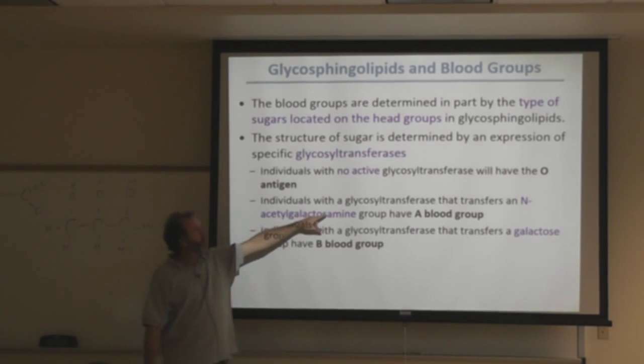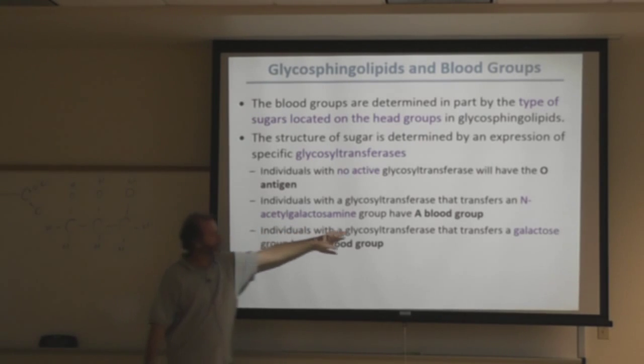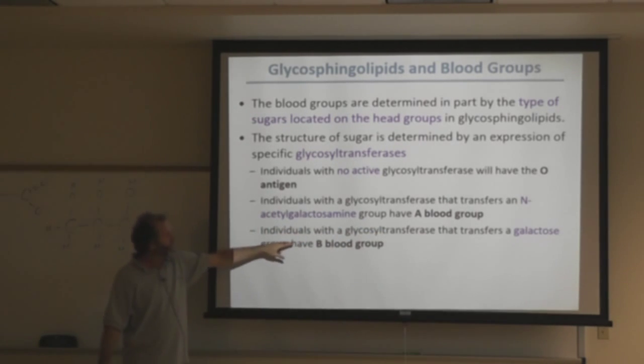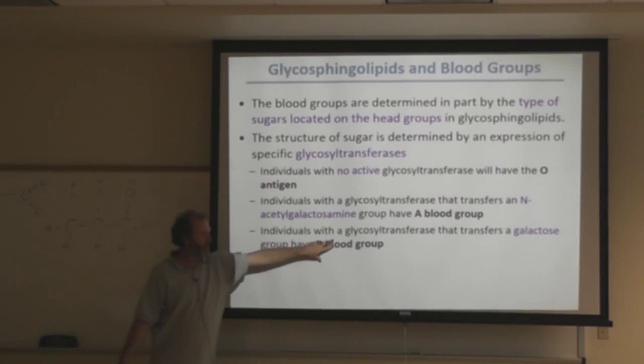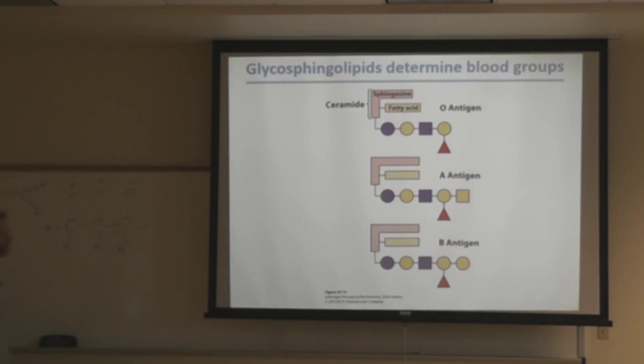Individuals with a glycosyltransferase that transfers N-acetylgalactosamine, that makes them A blood group. And then if they have a glycosyltransferase that transfers a galactose group, that gives you the B blood group. So your antigens look like this.